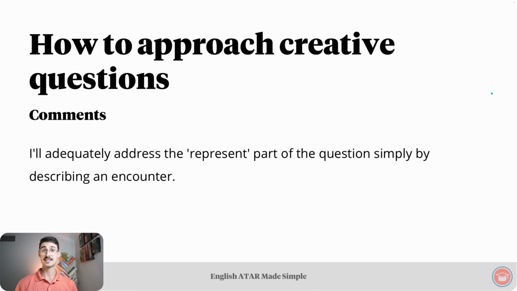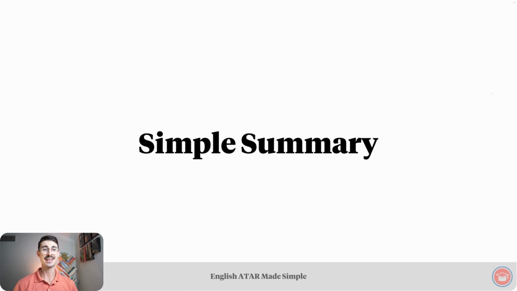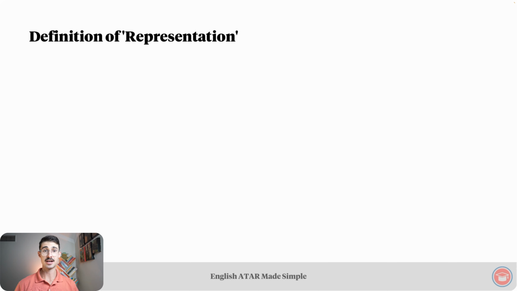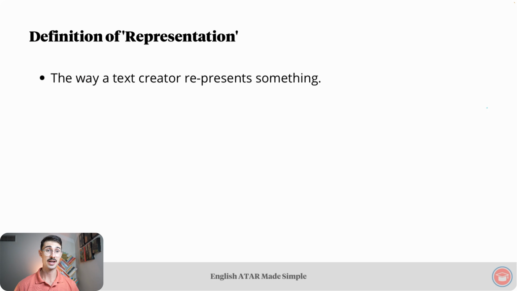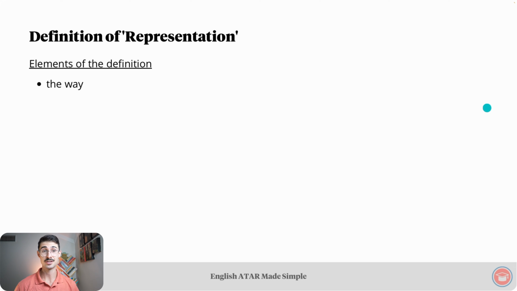Nice and easy. And that is all the main content for the lesson. Look at that efficiency. Let's do a simple summary of it. First part of this lesson, we looked at the definition of representation, which is the way a text creator represents something. We know that there are 4 elements of that definition.